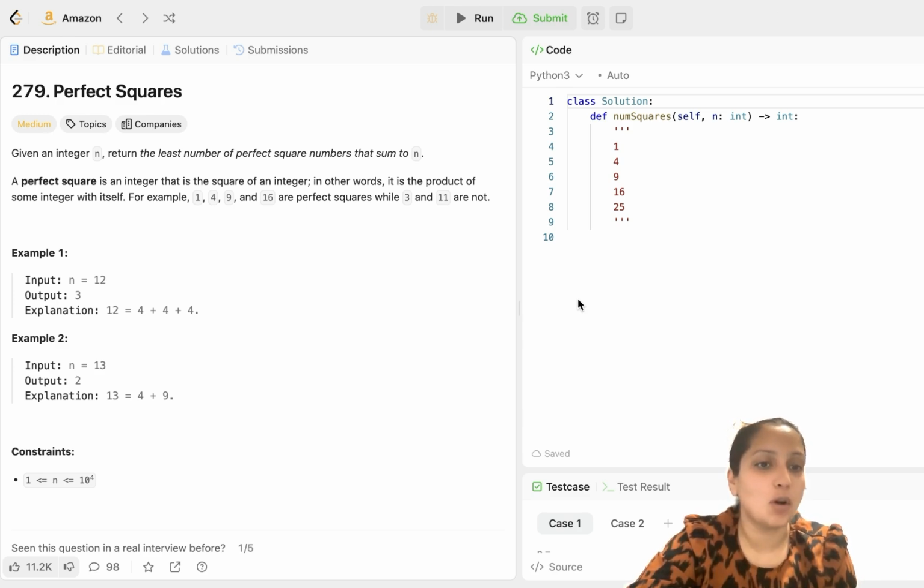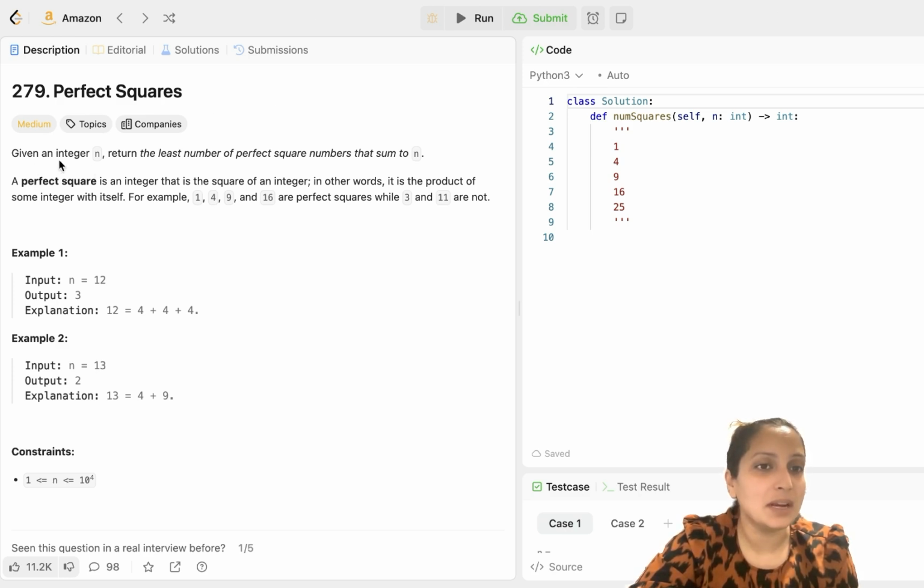So today I have brought you another very interesting question, Leetcode 279 Perfect Squares. It's one of the favorites for Amazon, Meta, Microsoft and Salesforce for their interviews in the last 30 days. So let's see what this question says and why it is a medium level problem.